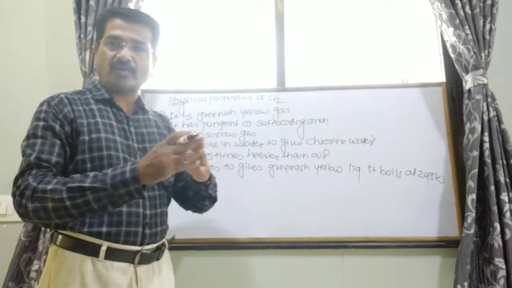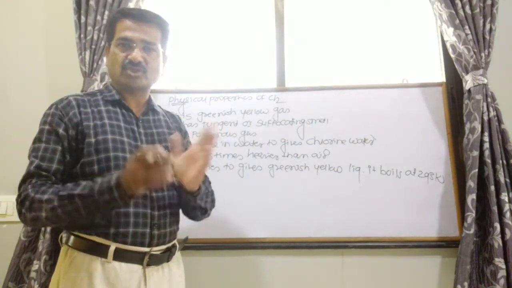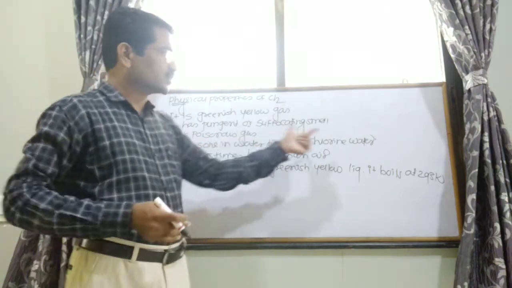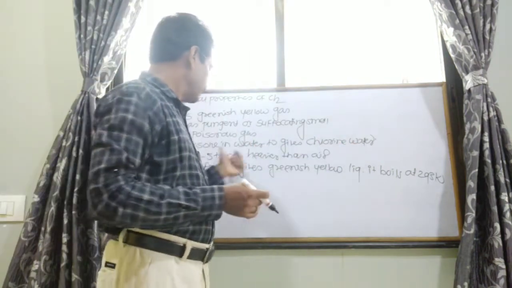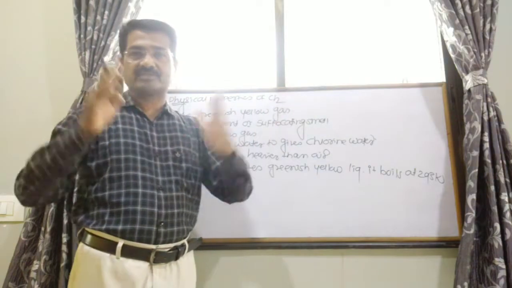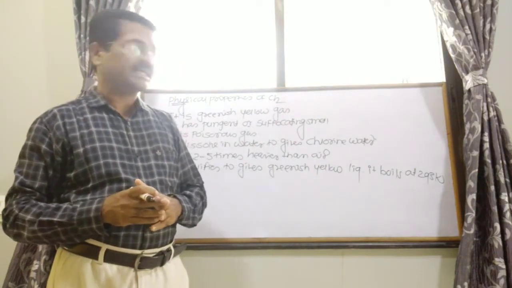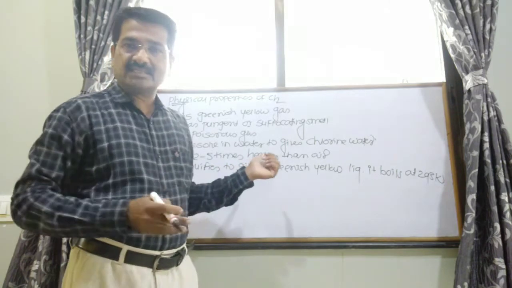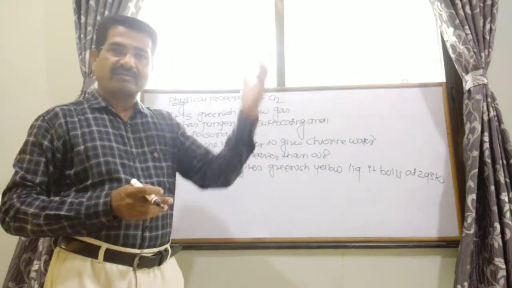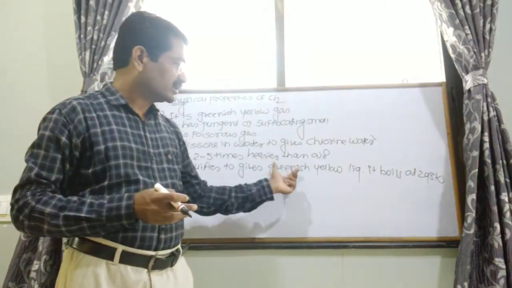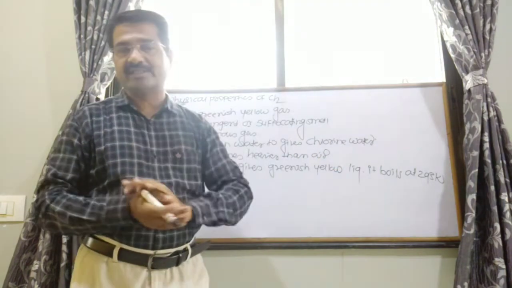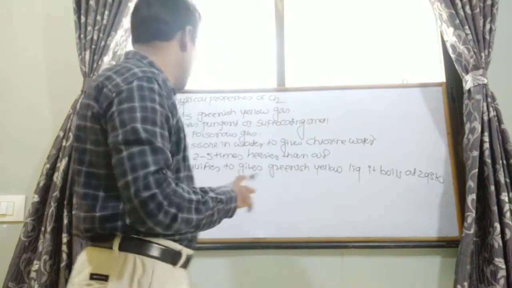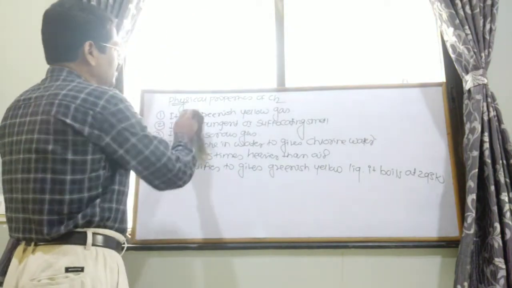It becomes poisonous in nature, that is, toxic in nature. Whenever it is dissolved in water to make chlorine water, it becomes 2.5 times heavier than air. Chlorine occurs in the form of a gas, and when it liquefies, that liquid boils at 273 Kelvin. So these are the physical properties of chlorine.